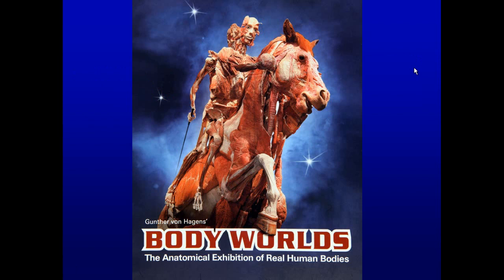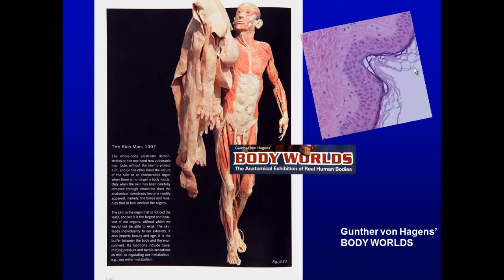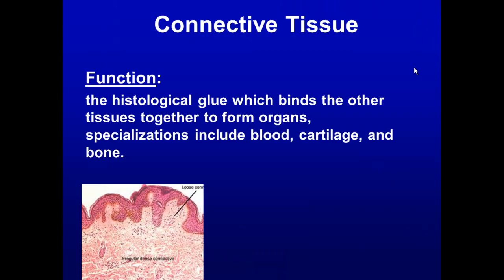If we look at Gunther von Hagens' body worlds specimens, we can see some structures. Here we see skin, and in the skin we have the epidermis, or epithelium, is what we see. This is a stratified squamous epithelium, which covers the skin, and below it we have connective tissue. Connective tissue is what makes your belt strong. Connective tissue of skin is thicker in a cow than it is in a horse. That's why you have cowhide as belts and not horsehide.